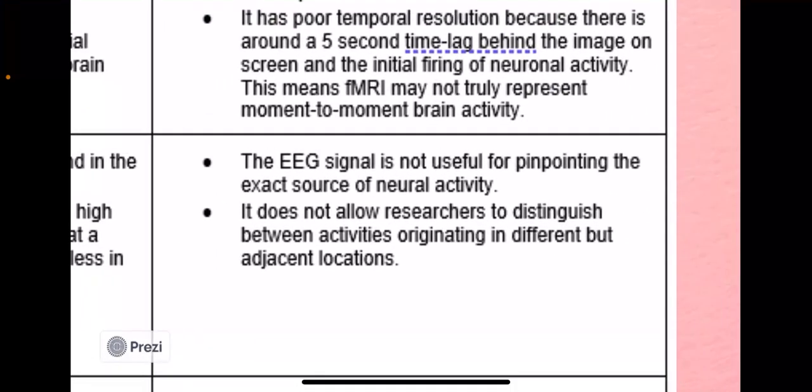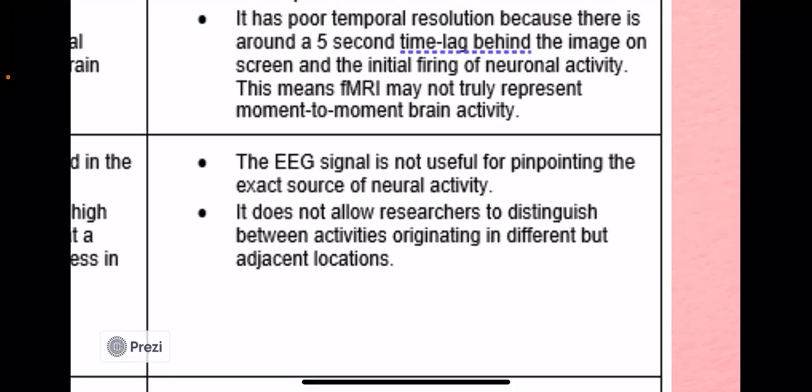Limitations. The EEG signal is not useful for pinpointing the exact source of neural activity. It does not allow researchers to distinguish between activities originating in different but adjacent locations. So because it just takes activity from across the whole of the brain, it's really hard for us to locate the specific areas in which the activity is occurring.